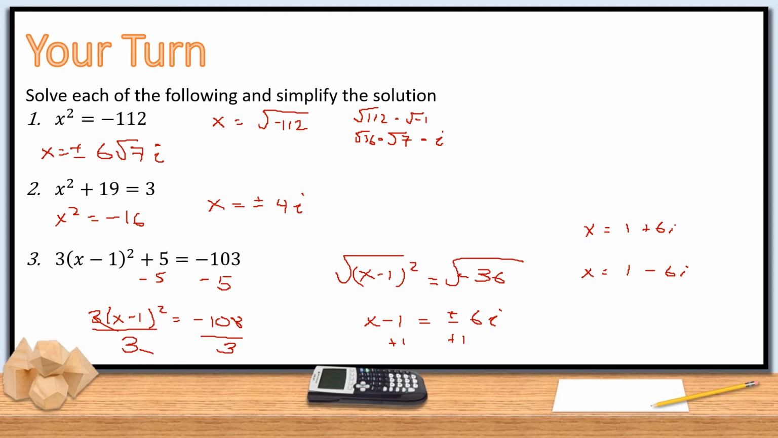So in our complex number, you have the real part, which is 1. You have the imaginary part, which is anything that contains i's, and then the overall thing, the whole thing, is called a complex number. So a solution can be complex because it contains real and imaginary parts.